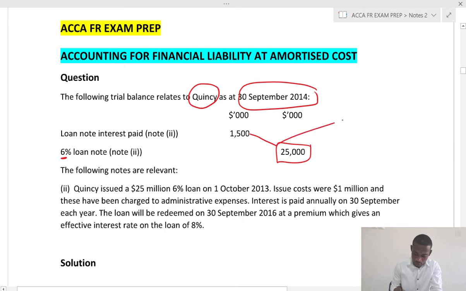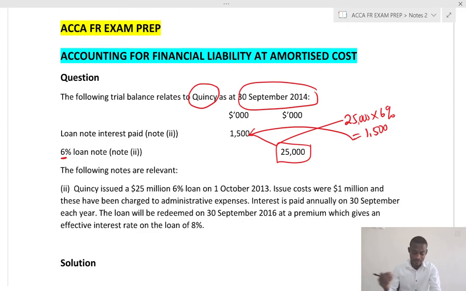What you do is to cross-check to see if all the interest was paid in the year. So this is 25,000 times 6%. That should give you 1,500, or 1.5 million. It means that all the interest was paid. If all the interest was not paid, it means the portion unpaid will become a current liability.